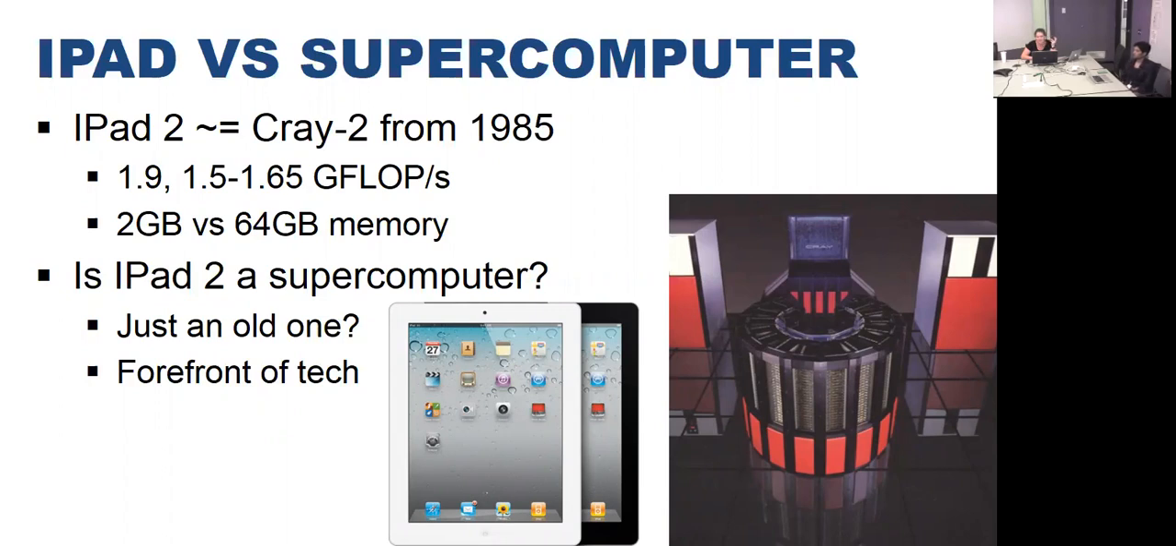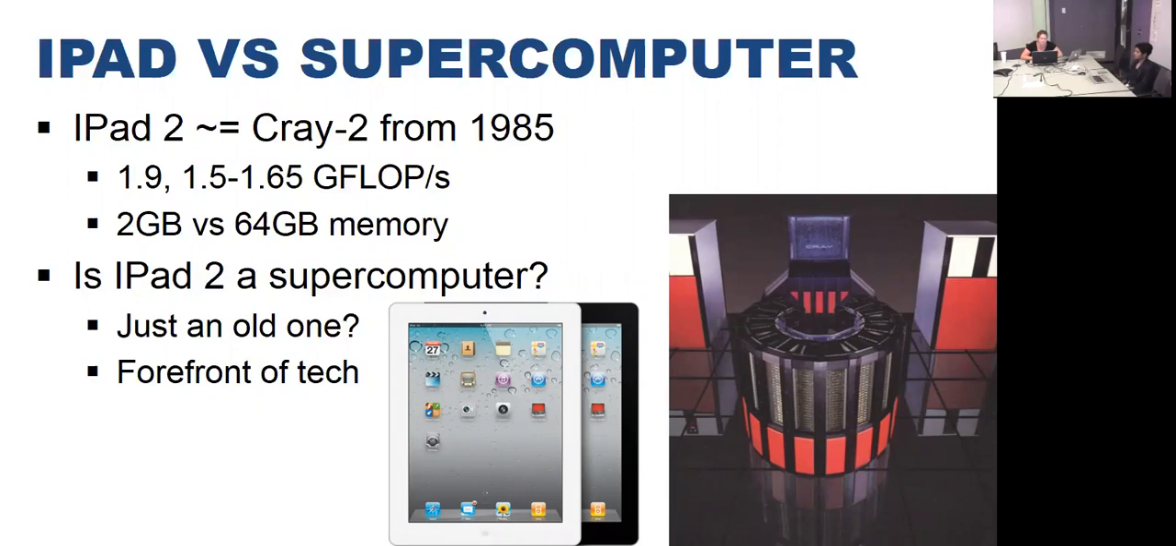It's really to draw this analogy: we're not just talking about compute power, we're talking about where things are on the bleeding edge. The reason is, if you look at the iPad 2, it's as powerful as the Cray 2, and if people were around at that point and using the Cray 2, or just know it historically, it was an immensely powerful machine for its age.